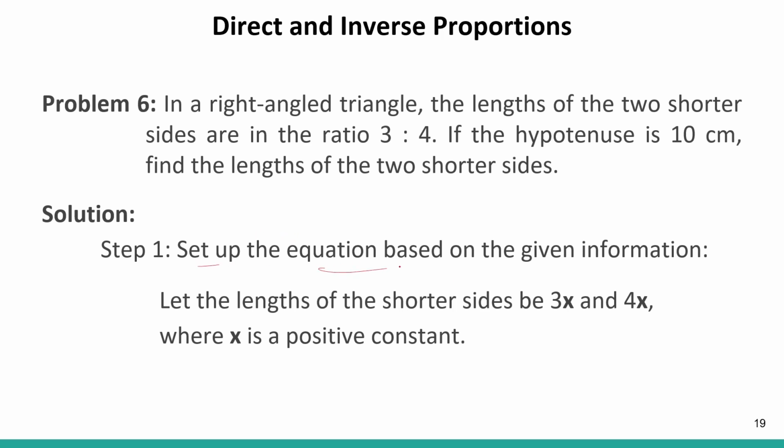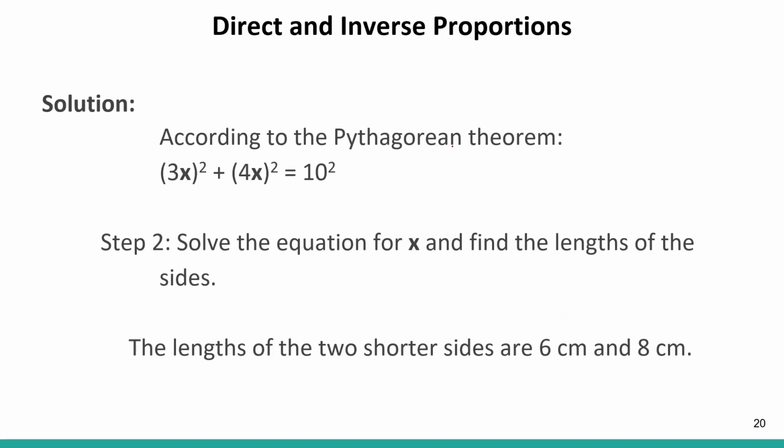So setting up the equation based on the given information, what we are left with is let the lengths of the shorter sides be 3x and 4x respectively, where x is a positive constant, right? So according to the Pythagoras theorem, (3x)^2 + (4x)^2 = 10^2, right? So solving the equation for x and finding the length of the sides.